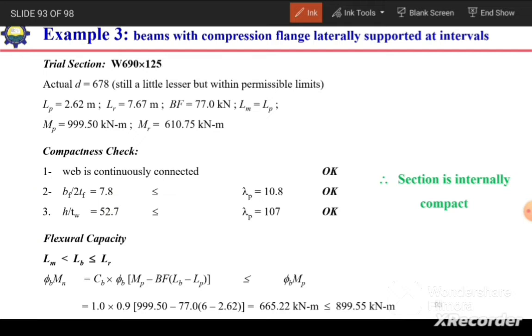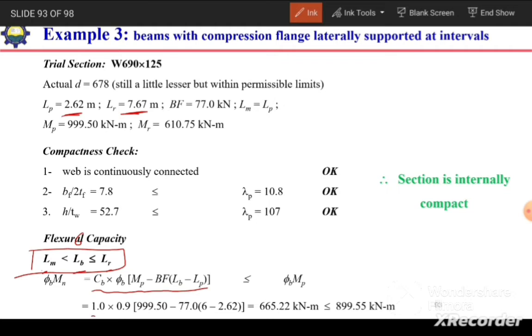Okay, after checking the compactness of the section, we need to calculate the flexural capacity. For that, we need to compare the unbraced length of the segment with Lm and Lr. The unbraced length is 6 meters and Lm is equal to Lp, which is 2.64 meters. So Lb is more than Lm, but it is less than Lr 7.67. Once the condition is like this, it means we are in the inelastic range. There will be inelastic lateral torsional buckling. For that case, we can calculate the capacity by using this expression.